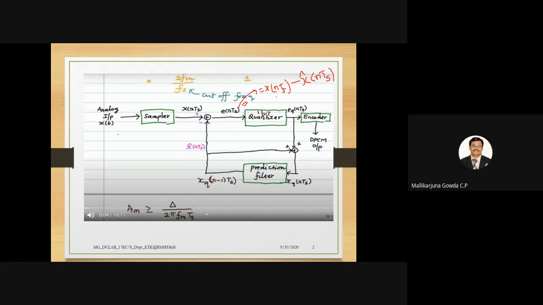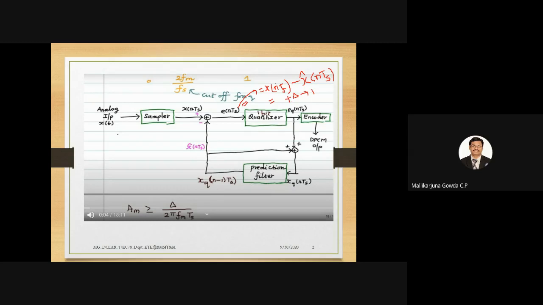When the difference is positive, when X of nTs is greater than X hat of nTs, meaning the original analog input signal is greater than the staircase waveform, that is the approximated value, then the difference is positive. During that time, the staircase waveform will be increased by plus delta. This plus delta will be encoded by a binary information of 1.